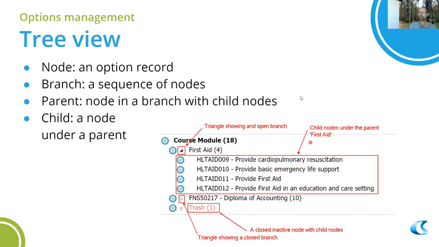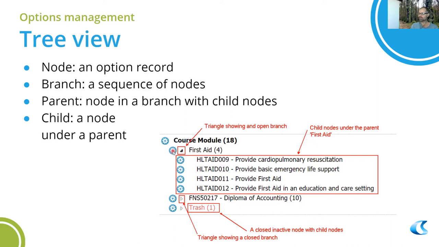So here's the tree view. There's a bit of terminology here to get to grips with. First of all, a node is one of these option records. So this is a node, and this is a node. There's also a branch. This is a sequence of nodes. So this is a branch here.